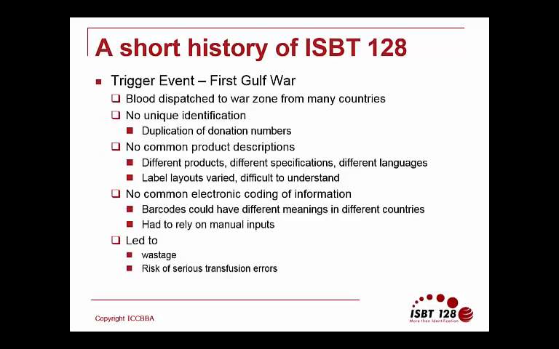The ISBT 128 standard was developed as a result of a trigger event that occurred during the First Gulf War. During this conflict, blood was sent to the war zone from many countries. Transfusion staff in the military hospitals faced a great number of challenges due to the lack of standard identification for blood units. Since there was no unique identification, the same donation number would appear on more than one unit of blood. There were no common product descriptions or specifications, and labels were in a range of languages with no standard layout, and there was no common electronic coding. Some units did carry barcodes, but these could not be utilized as there was no means of understanding how the data content was organized. All of this led to a significant amount of wastage and real risk of serious transfusion errors.